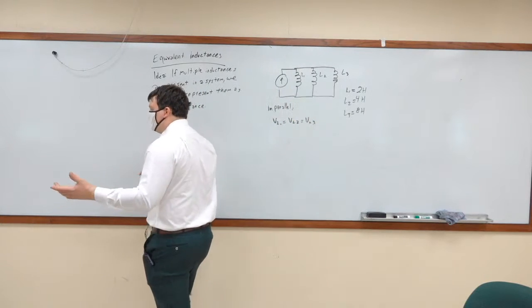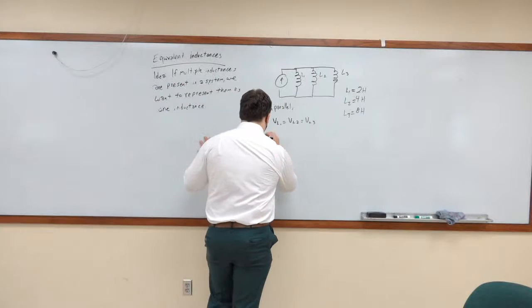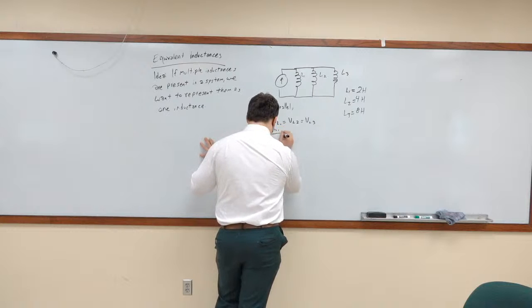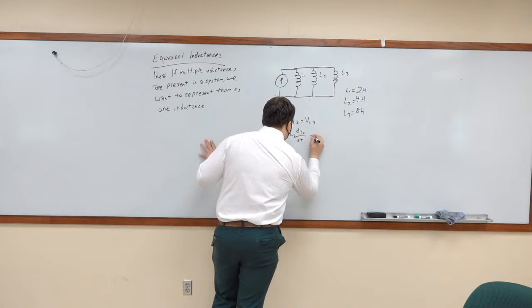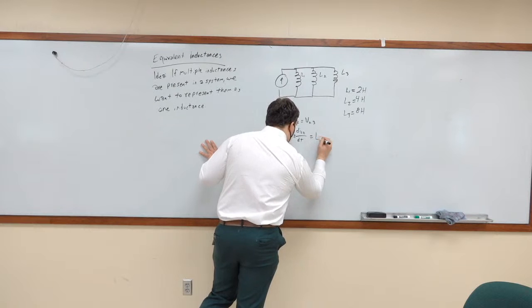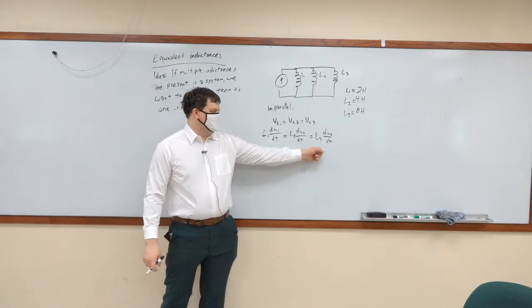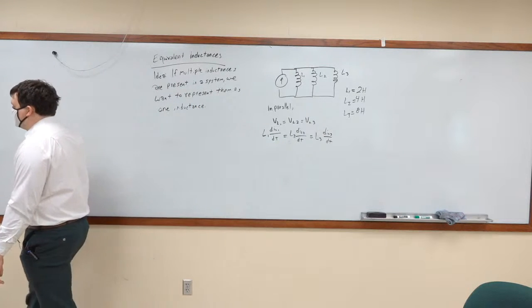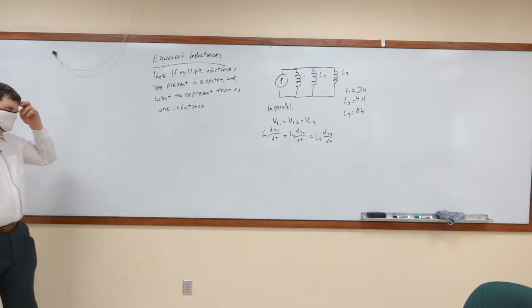So here, VL1 equals VL2 equals VL3. Well, if we replace VL1, VL2, VL3 with their equivalent relationships, that means that L1 di1/dt equals L2 di2/dt equals L3 di3/dt. Okay? And since L1 is not equal to L2 is not equal to L3, it means that your current changes are also going to be different. So we are expecting there to be different currents through each of those branches, just to generate the same voltage.